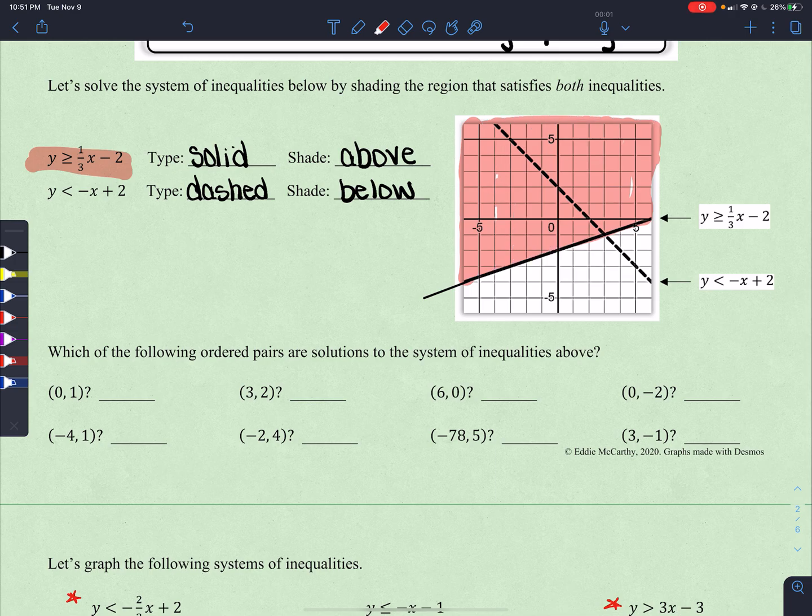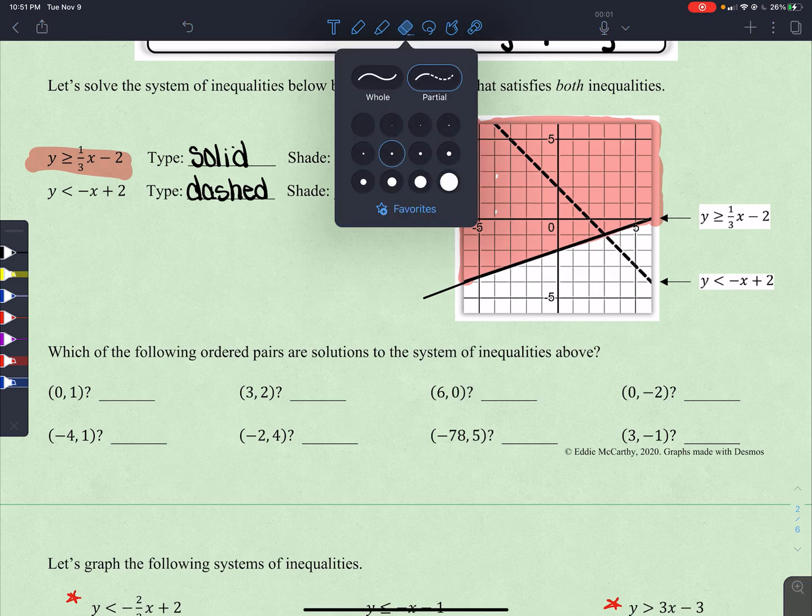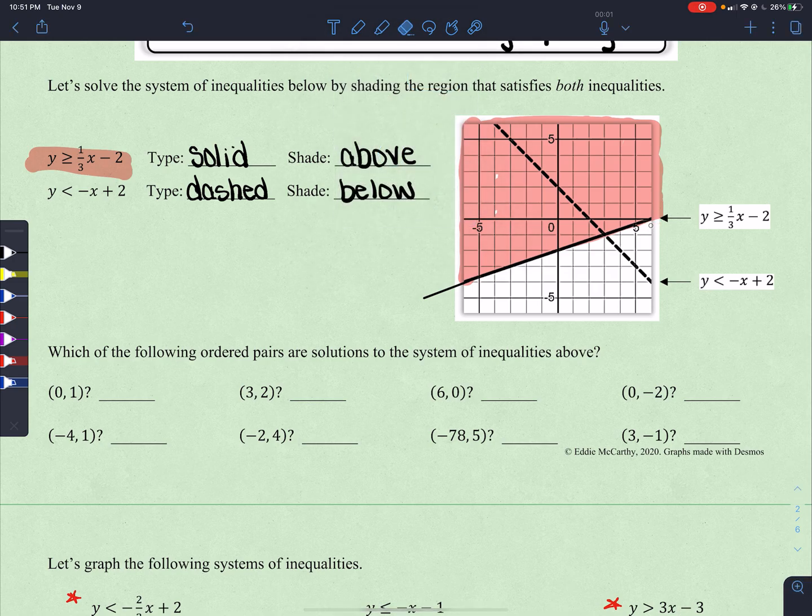Okay. Entire part of the graph above it, not below it. Please don't make that mistake that I just did here. We don't want to be below that. Okay. And then the next part, I'm going to be shading in blue.